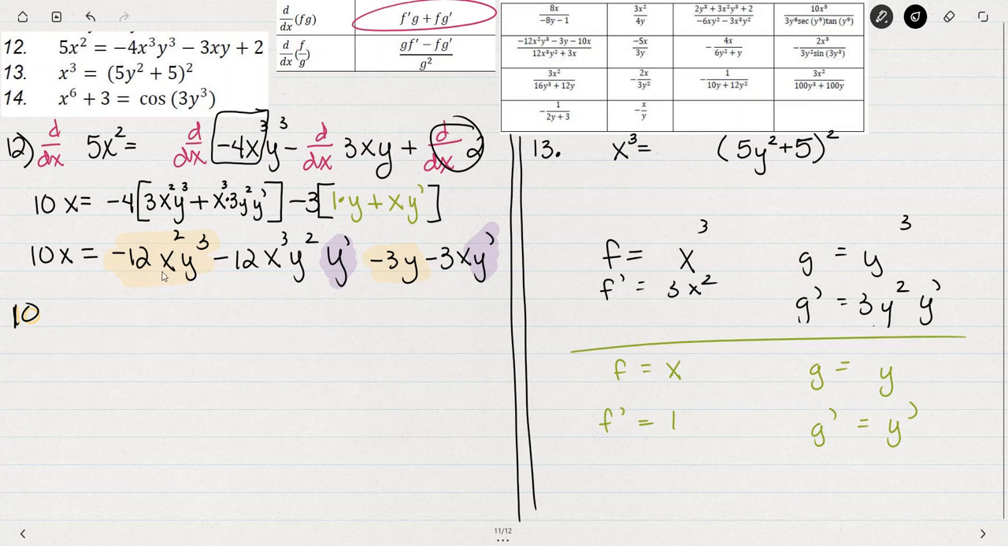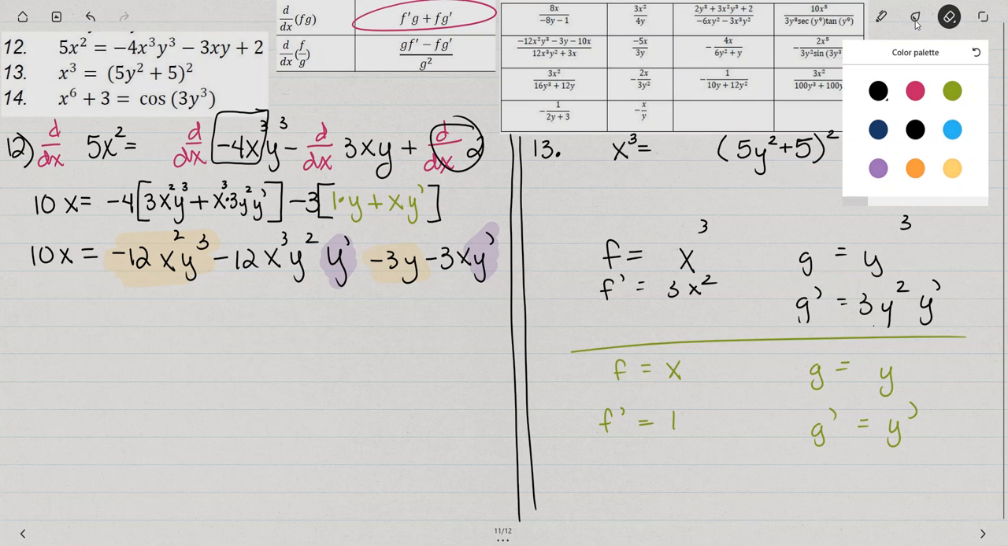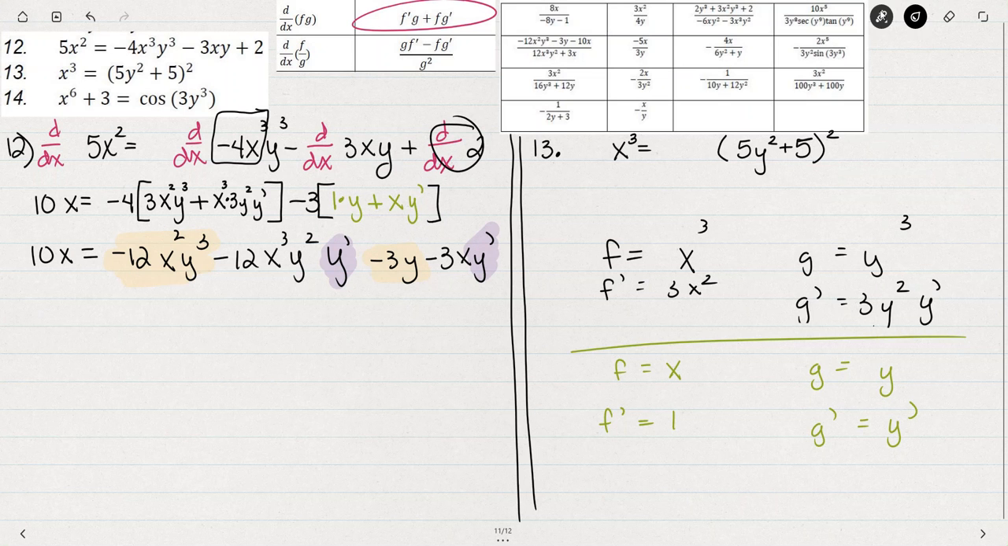let's see, this -12, oh, don't forget the x. Let me write that really neatly. So we already had a 10x.